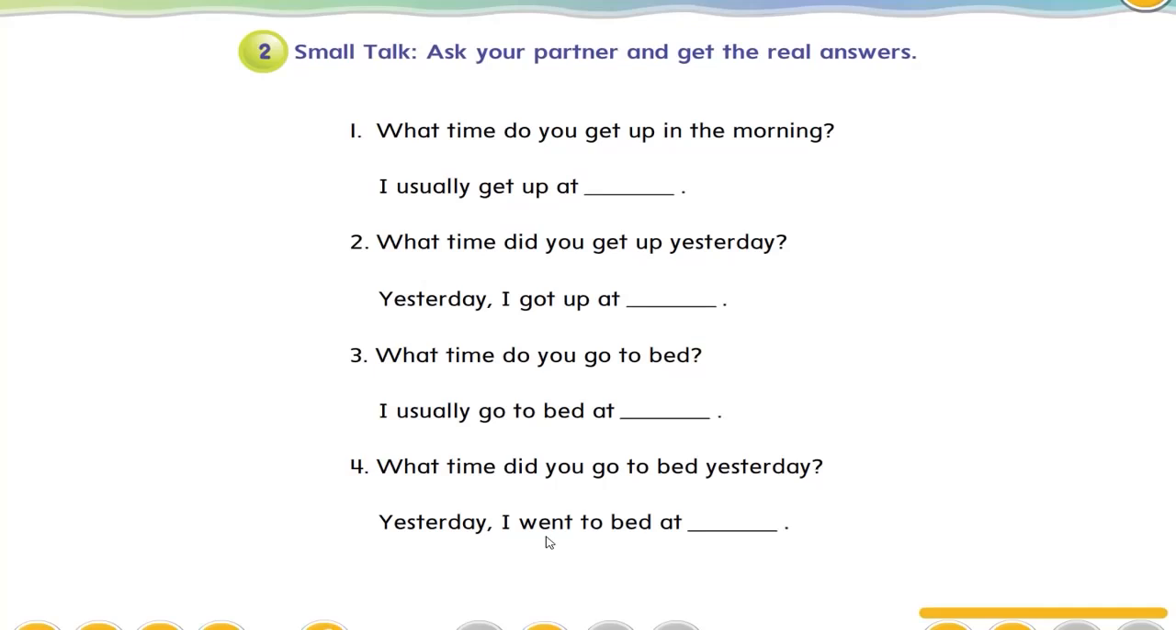What time do you get up in the morning? I usually get up at 6 o'clock. What time did you get up yesterday? Yesterday, I got up at 6:30. What time do you go to bed? I usually go to bed at 9:30. What time did you go to bed yesterday? Yesterday, I went to bed at 10 o'clock.